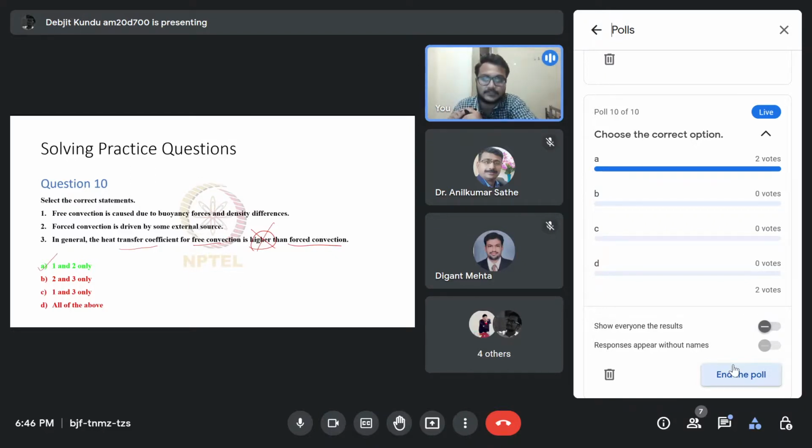Now here is a catch here. Statement 3 is in general, but this is not to say that there can't be an exception where the free convection is higher than forced convection. It may so happen that the forced convection is so weak that it could be lesser than free convection in that particular case. So of course there are exceptions, but in general forced convection is higher than free convection.